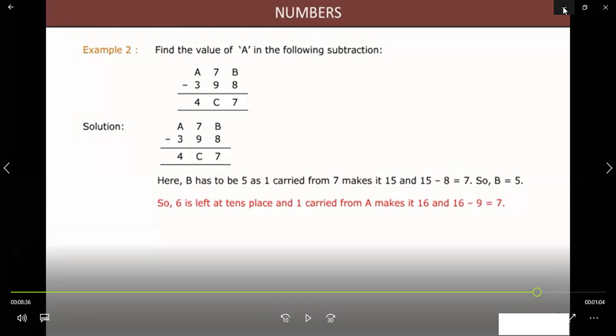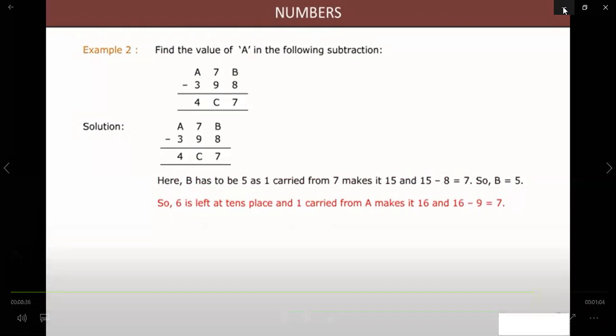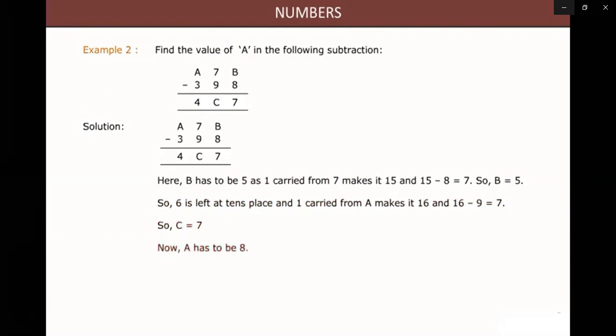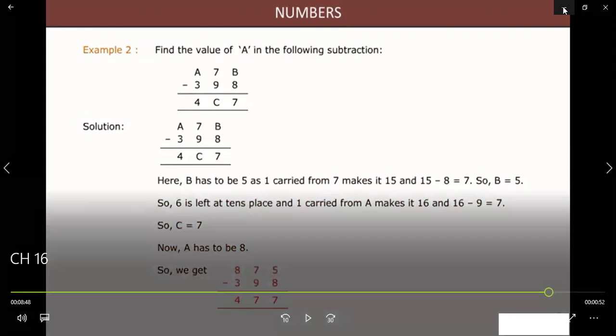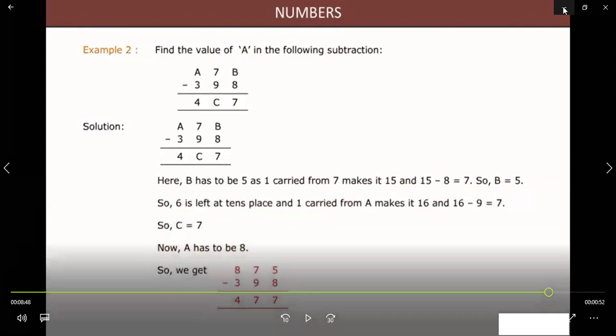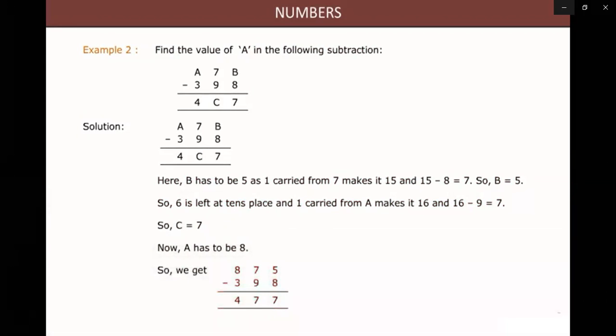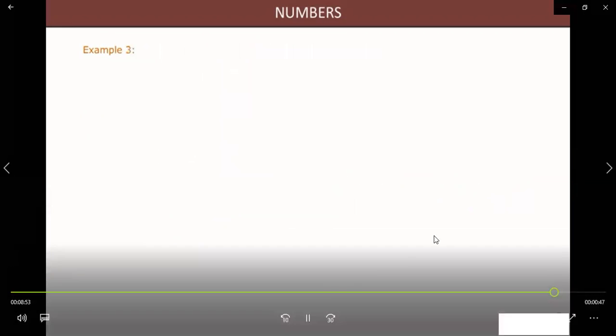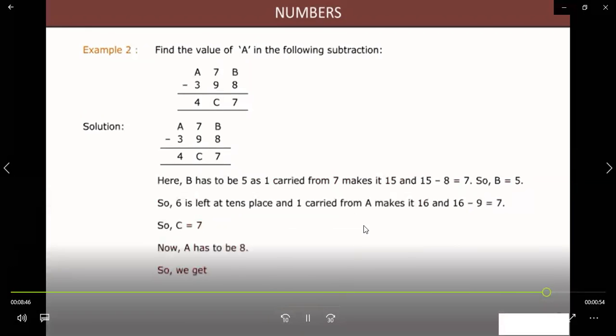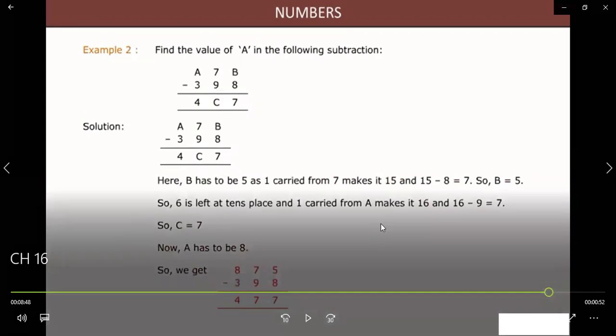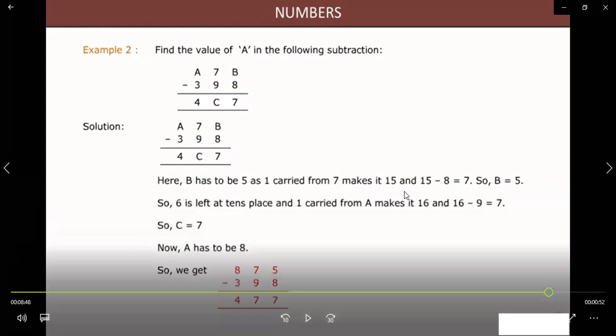After taking one carry over from a, the number becomes 16. Now you can see that 16 minus 9 will give us 7. So the value of c is 7. As we took one carry over from a also, on subtracting 3 from a we should get 4. All of you can guess: because we took one carry over, the value of a will be 8. This was the final step. So the number that we got is 875 minus 398 is equal to 477.